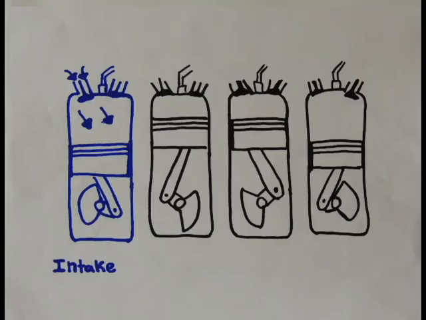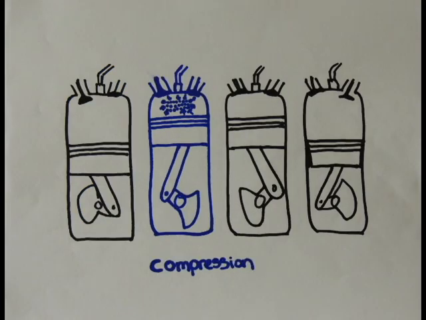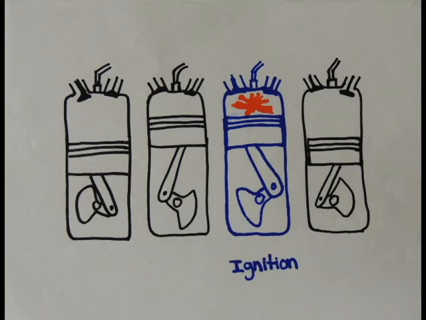The first stroke is the intake stroke. In the intake stroke, the intake valve is open and air is drawn into the cylinder as the piston moves down. The next stroke is the compression stroke. Here, the intake valve is closed and the piston, which is now moving up, compresses the air in the cylinder. In the third stroke, gas is added to the compressed air and a spark ignites the gas-air mixture. As the combustion occurs, the air expands, helping the piston go down.